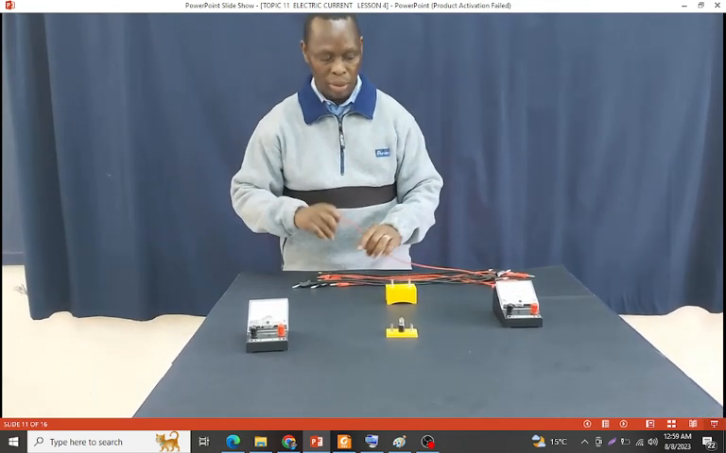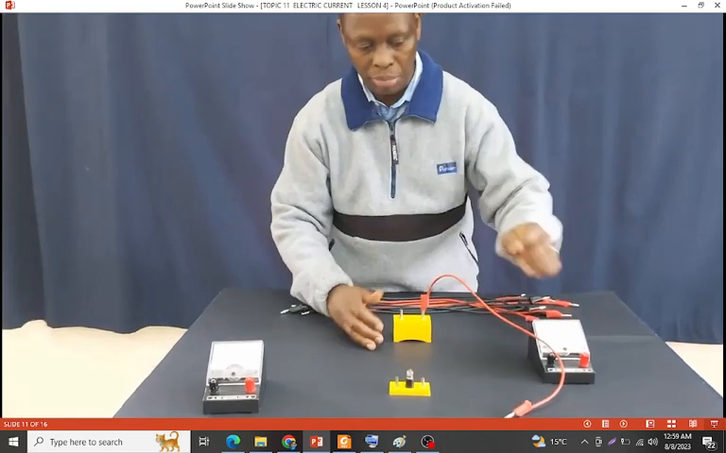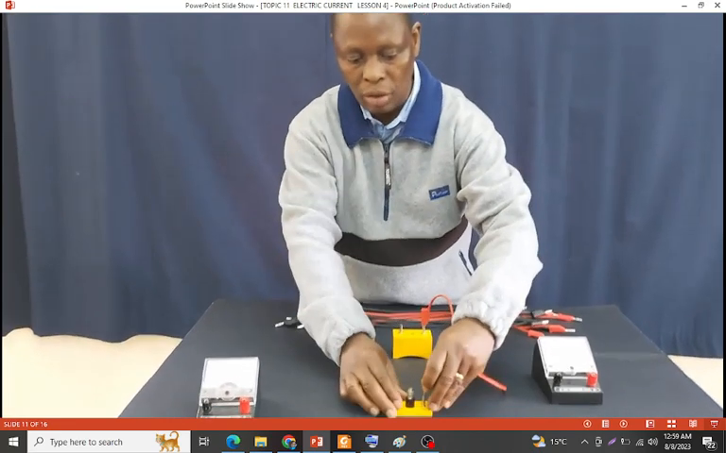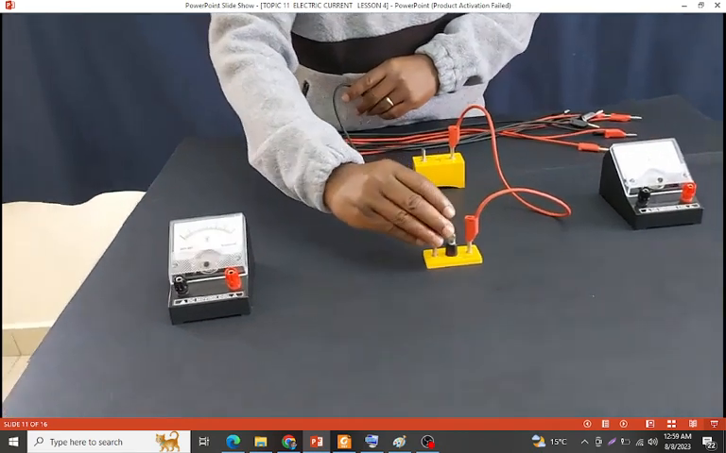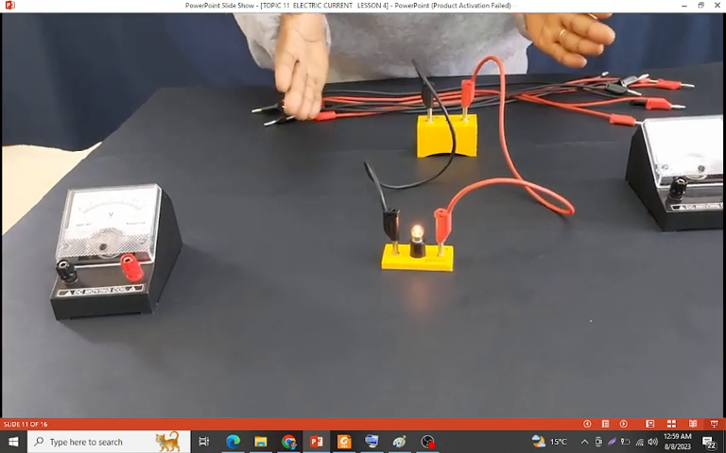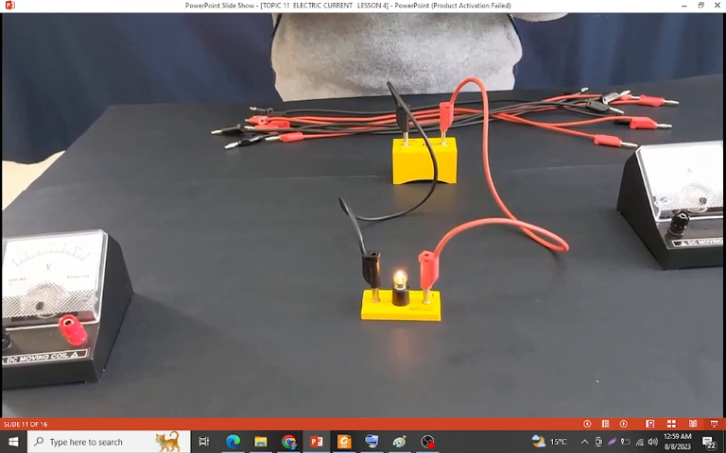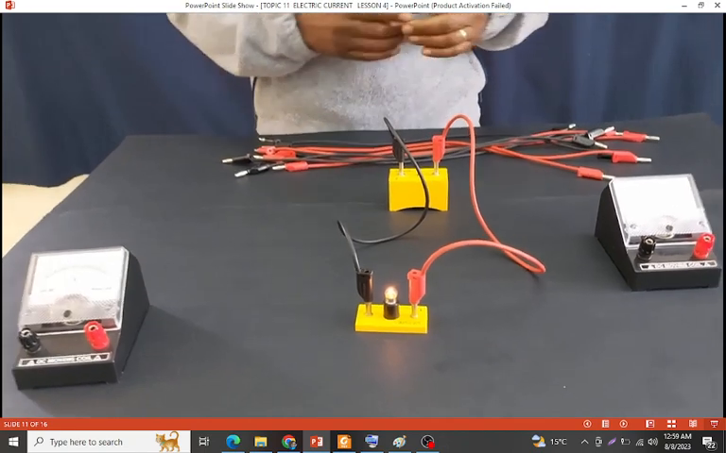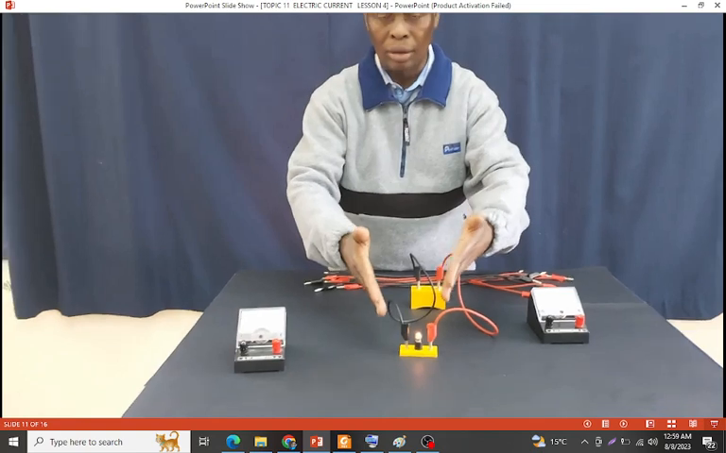For now, I would like to make a complete circuit by connecting the positive terminal of the battery to one end of the bulb, and then from the other end, I'll connect it back to the source. Once I do that, my bulb is able to light, showing that the circuit is complete. Now the next task is to ask ourselves, what is the potential drop? What's the potential difference across that bulb?